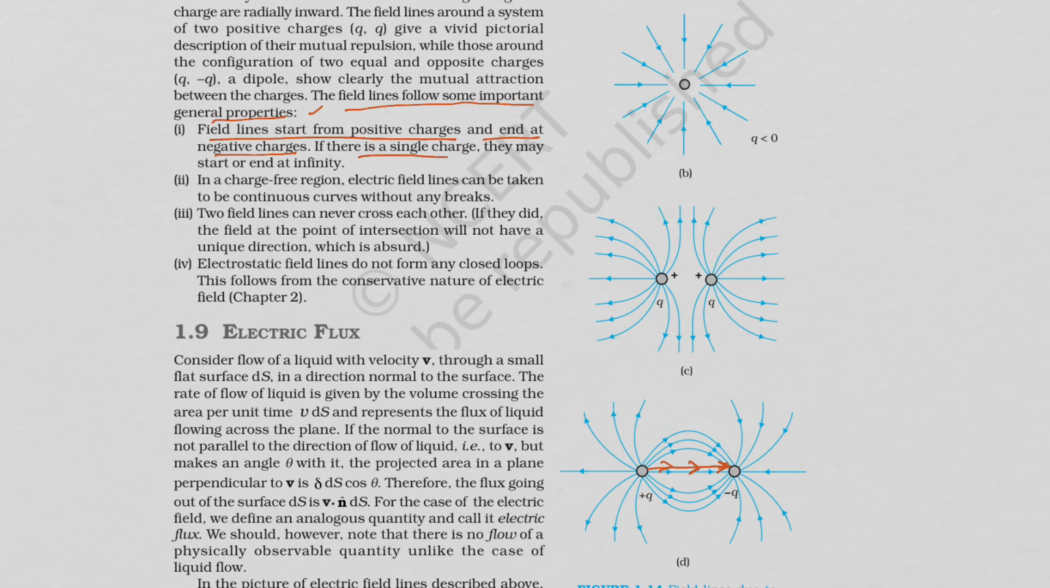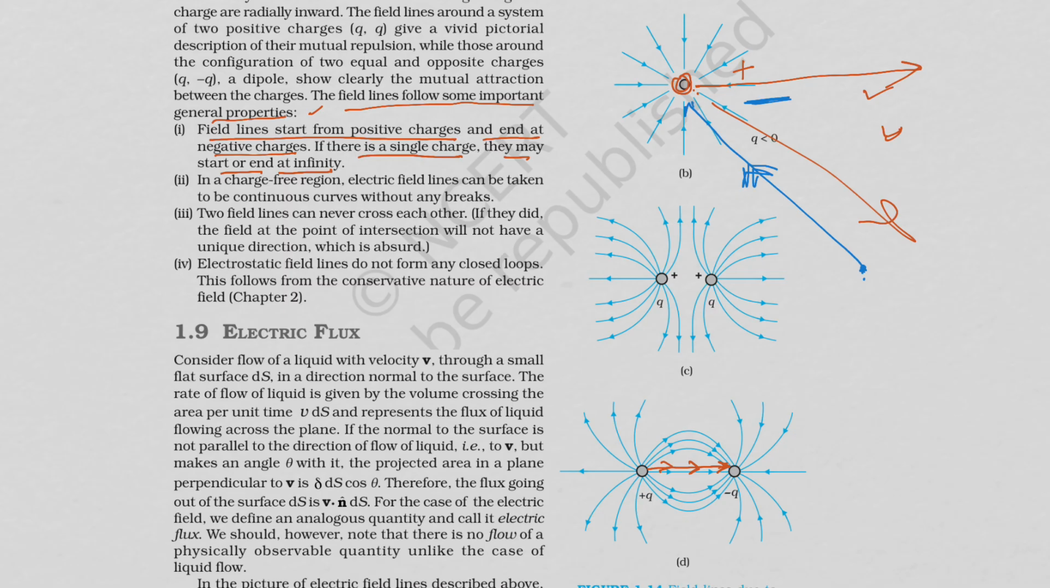If there is a single charge, the lines may start or end at infinity. As you can see here, they might start at the origin and end at infinity, or start at infinity and end at the origin, depending upon what kind of charge it is. If it is positive, then it will start at the origin and end at infinity. And if it is negative, then it will start at infinity and end at the origin.